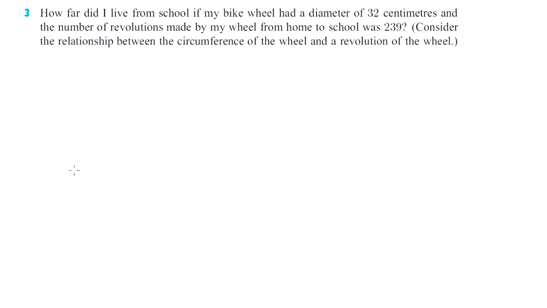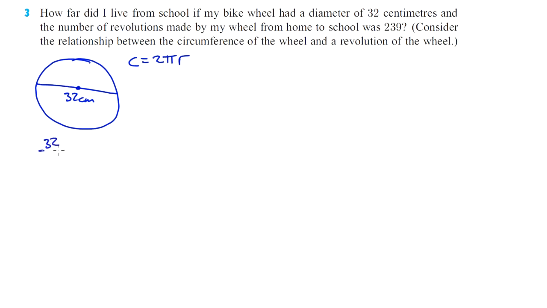Number 3, how far did I live from school if my bike wheel had a diameter of 32 centimeters and the number of revolutions made by my wheel from home to school was 239? So really what we've got going on here, you've got your bike wheel here, okay? So the diameter is 32 centimeters, right? So again, we know that the circumference of a circle is 2 times pi times r, right? So what we need to figure out is the radius. So that's going to be 32 divided by 2 is 16. So from here to here is 16 centimeters.